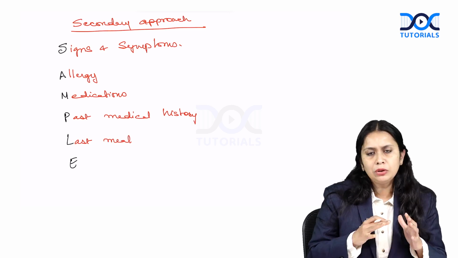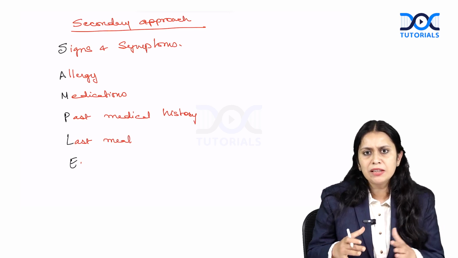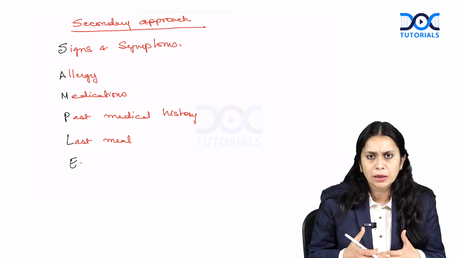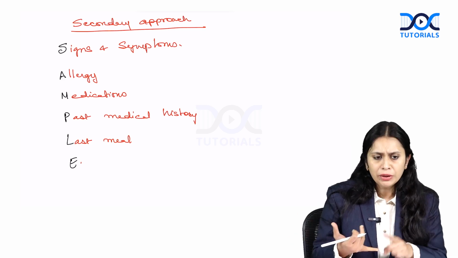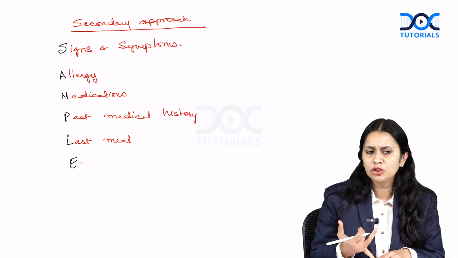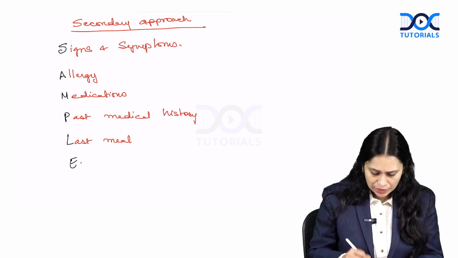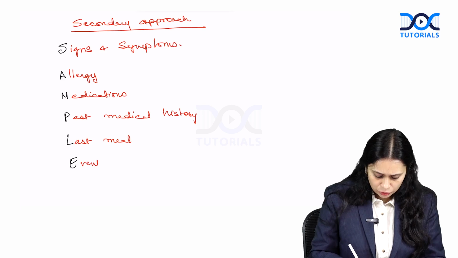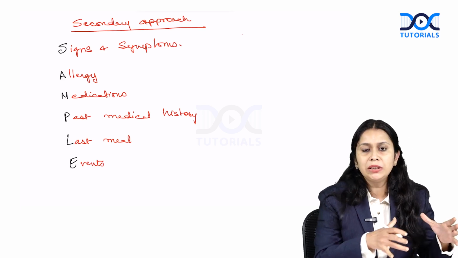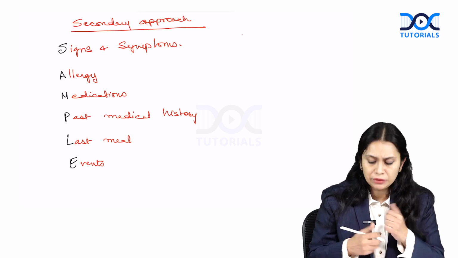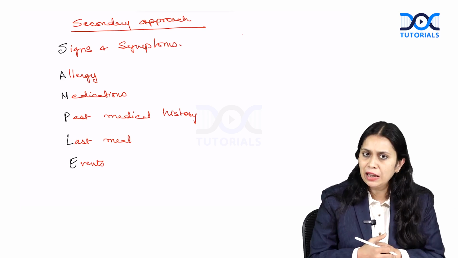And then L stands for last meal. Many times there is a risk of aspiration in the patient. A stroke patient has come to the emergency. There is a risk of aspiration. We need to know when the patient has taken the last meal, because if there is a risk of aspiration, we may intubate the patient. And E stands for events. What are the scenarios or the events which have landed the patient in this situation? So this is the secondary approach.